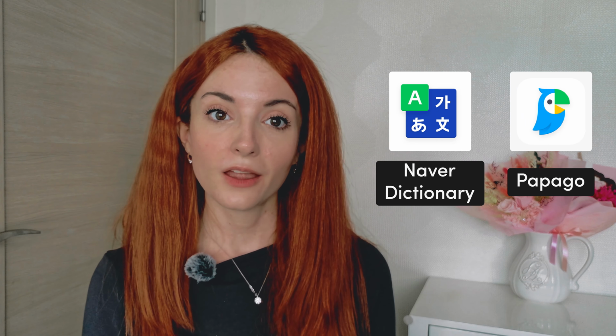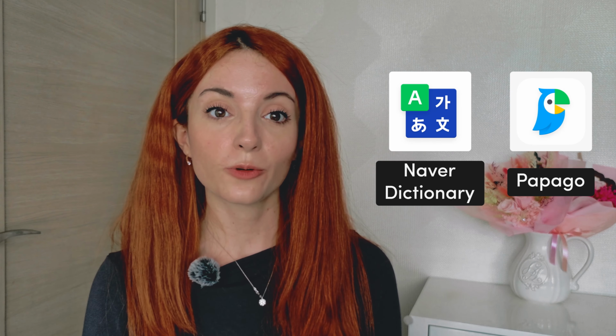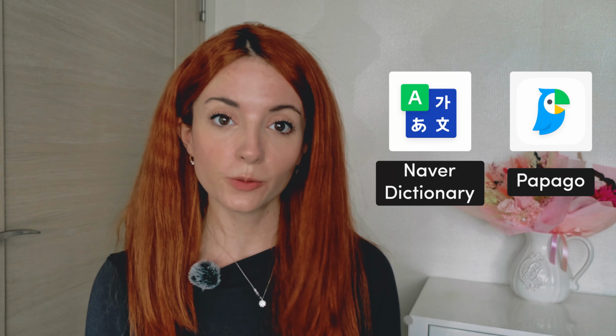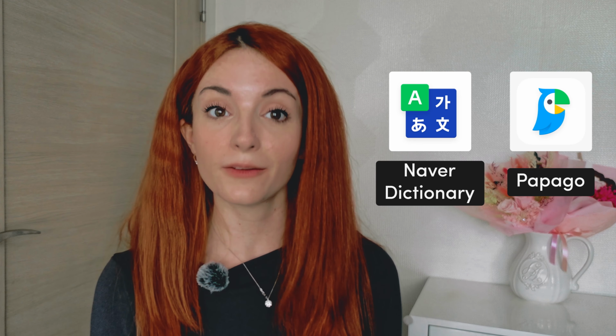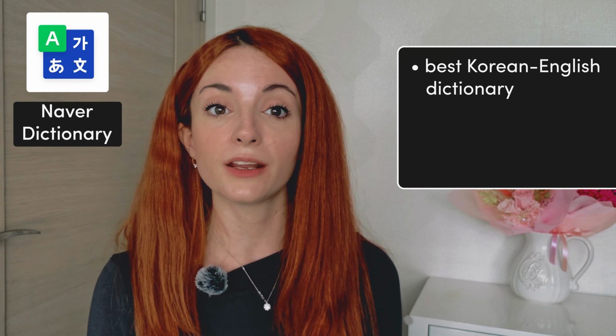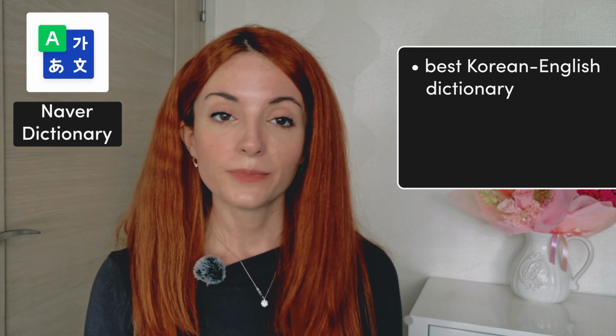Support your learning with Naver Dictionary and Papago. When you're ready to start exploring Korean on your own, you are absolutely going to run into words and phrases that you don't know. That is where tools like Naver Dictionary and Papago come in. Naver Dictionary is one of the best Korean English dictionaries out there, and it is totally free.